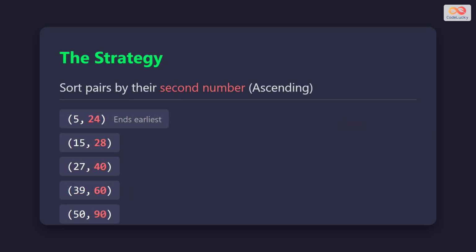To implement this intuition, we sort all the pairs based on their second number in ascending order. Notice how the pair 5,24 comes first because 24 is the smallest ending value, followed by 15,28, and so on.